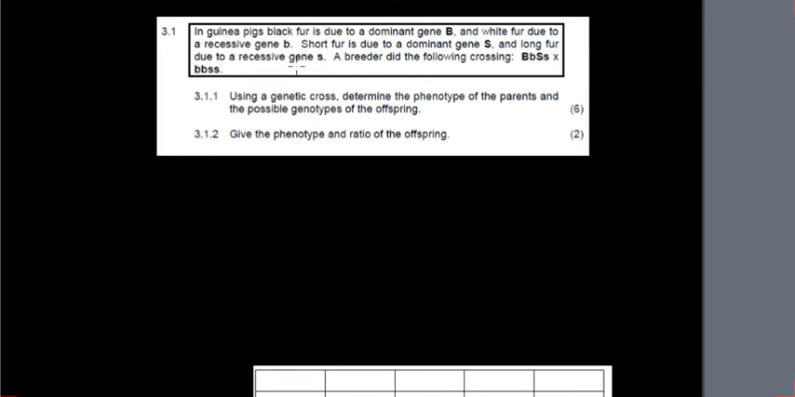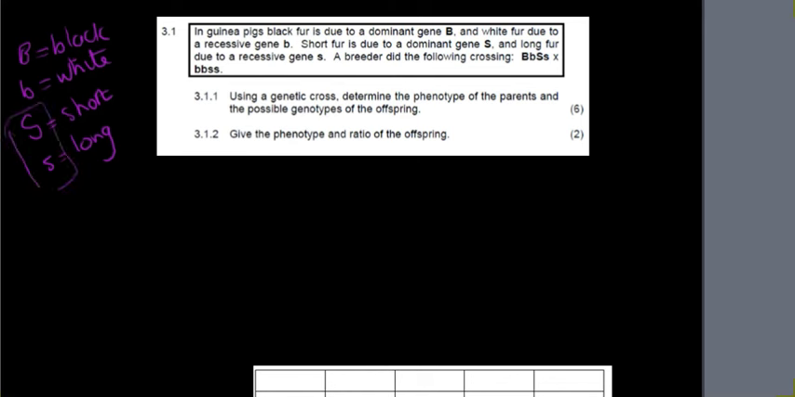In guinea pigs, black fur is due to a dominant gene B. So that is for black fur. And white fur due to a recessive gene b. Short fur is due to a dominant gene S, and long fur due to a recessive gene, also represented by s. So here you're going to have to write very well, otherwise you can lose marks.